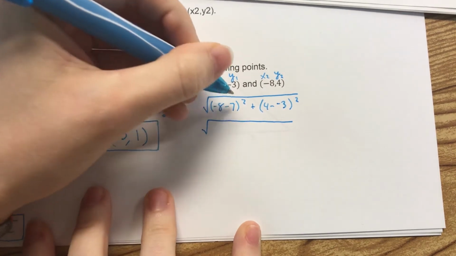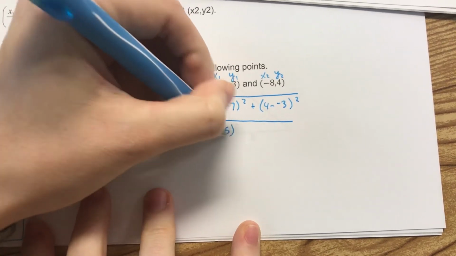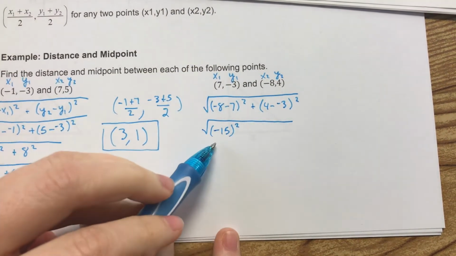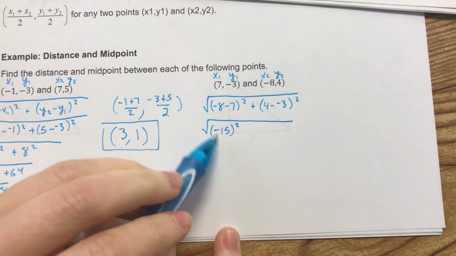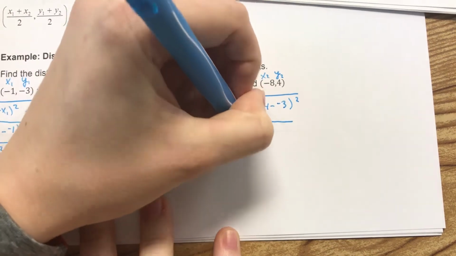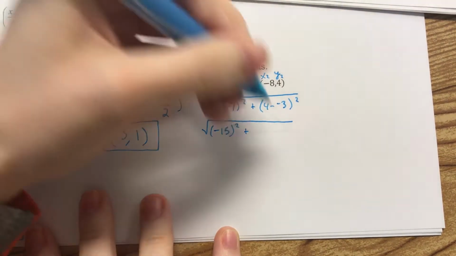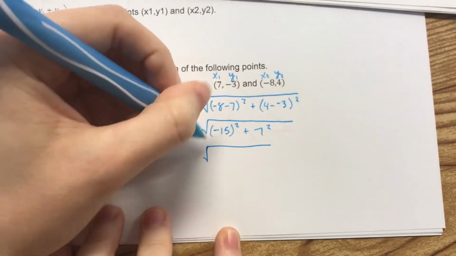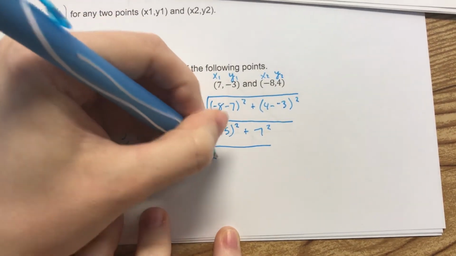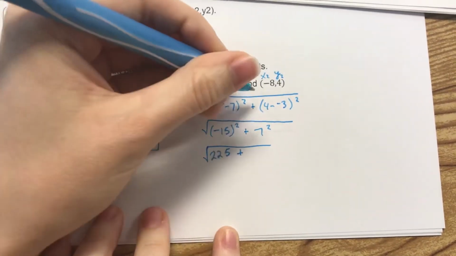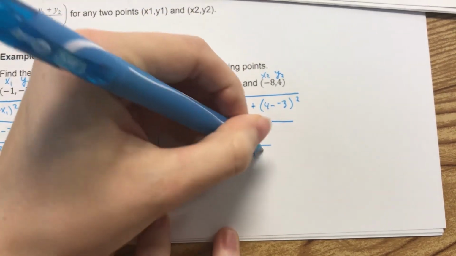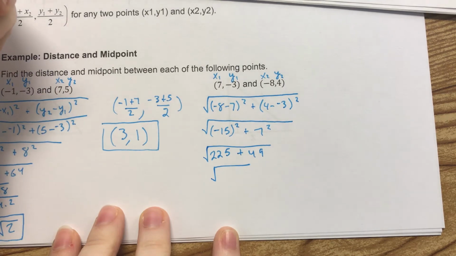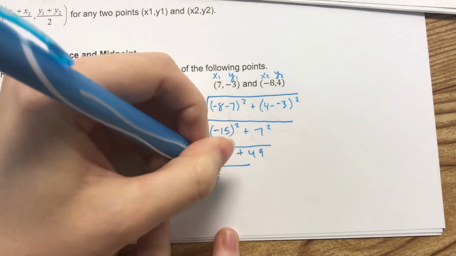So negative 8 minus 7 is negative 15. I'm leaving it in parentheses to remind myself that when I square it, I need to square the negative as well, so that'll become a positive number. Plus, and then 4 minus negative 3 is 7, so 7 squared. So that's going to give me, well, negative 15 squared is positive 225, and then 7 squared is 49. 225 plus 49 is 274.